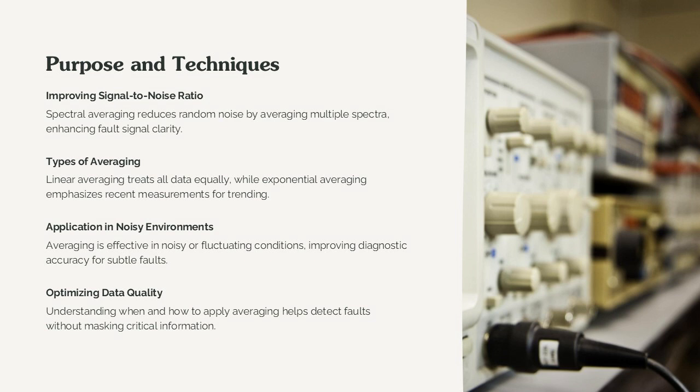Linear averaging treats all samples equally, while exponential averaging gives more weight to recent data, making it suitable for trending. Averaging is particularly useful in environments with high background noise or fluctuating operating conditions.